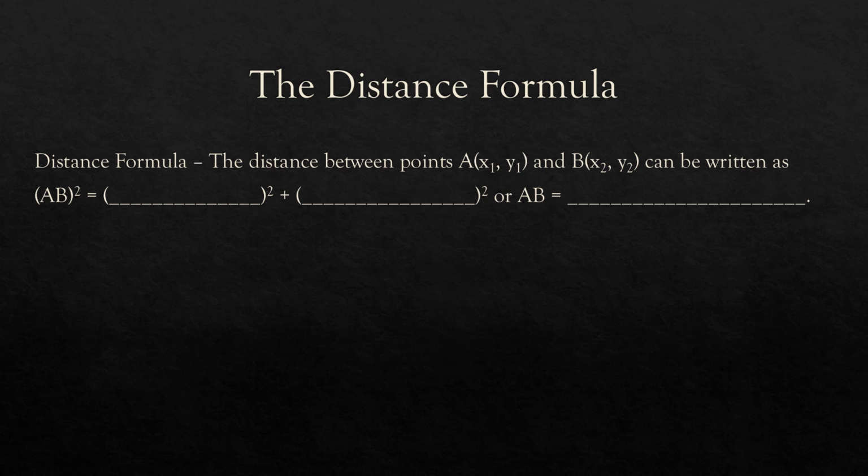So the distance formula, if I want to find the distance between points A and B, I could write it as AB squared is the difference in my x values squared, or that length of the horizontal leg, plus the difference in my y-coordinates squared, or the length of that vertical leg. Or if I just want the distance of AB, I'm going to take the square root of these legs squared added together.